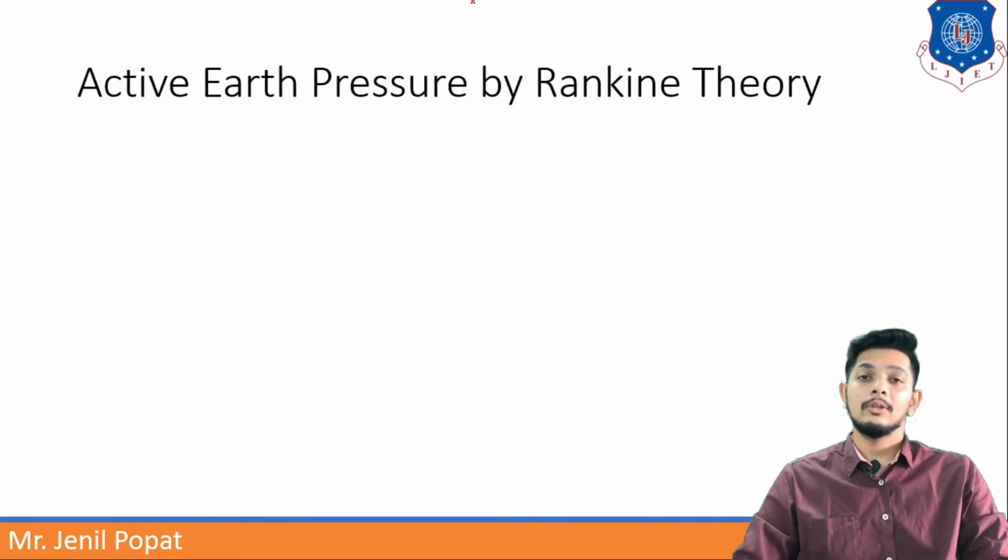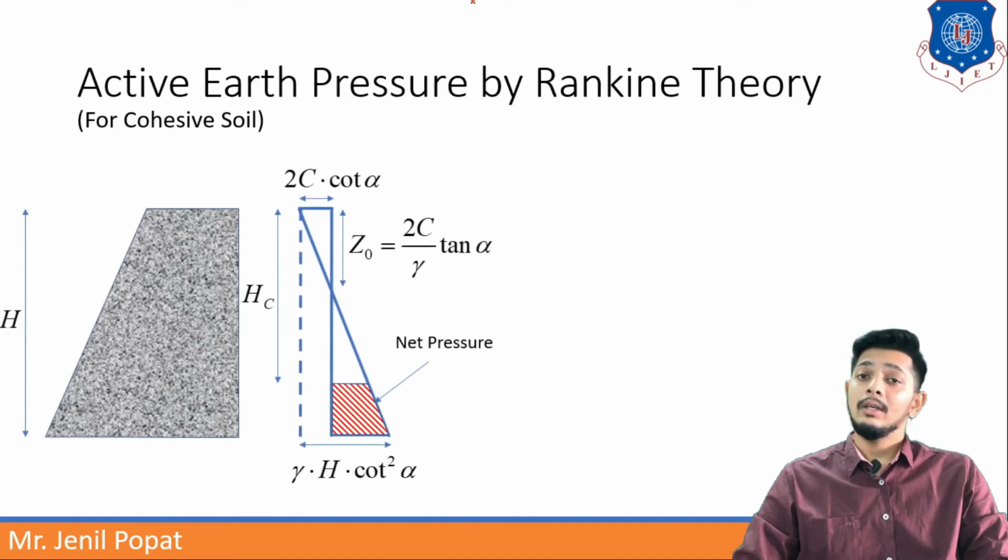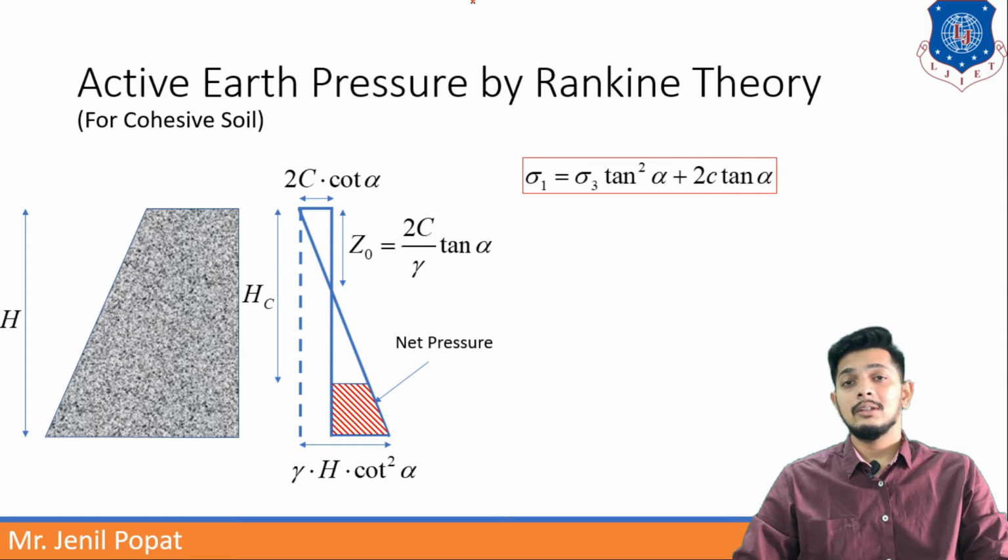Active earth pressure by Rankine theory for cohesive soil. In this case, we have to assume a retaining wall and a different type of pressure diagram. Let us understand how this pressure diagram comes and how it is evaluated. Here, from shear strength and stress distribution, we got sigma 1 is equal to sigma 3 tan square alpha plus 2c tan alpha. Here, sigma 1 and sigma 3 are the major and minor principal stresses. We know it very well.